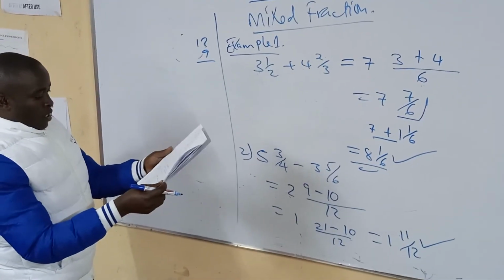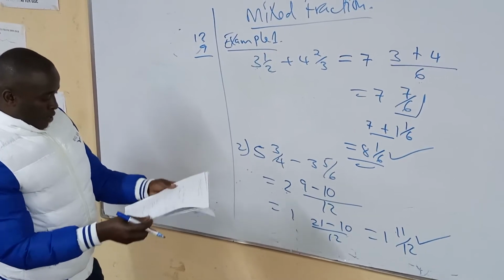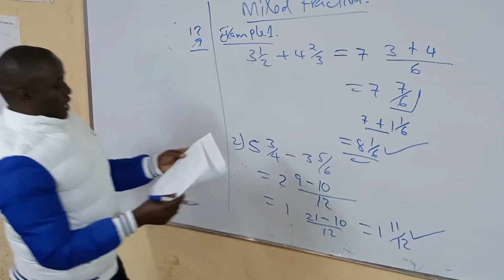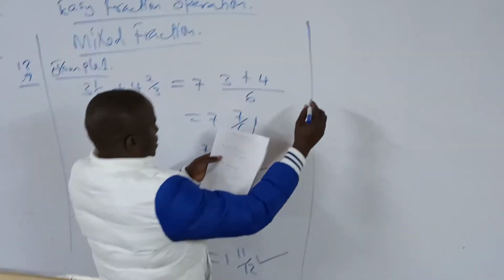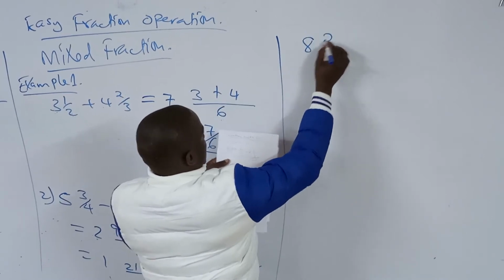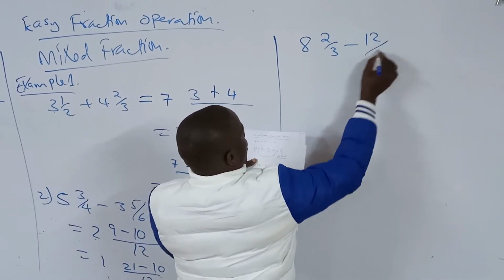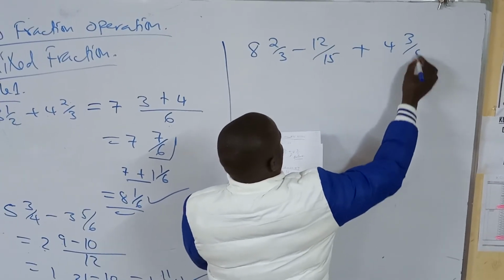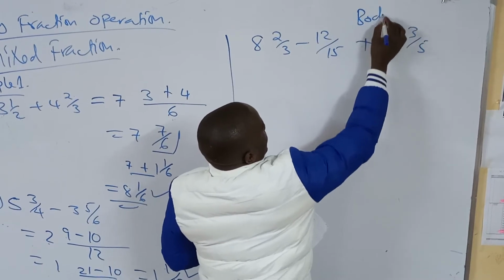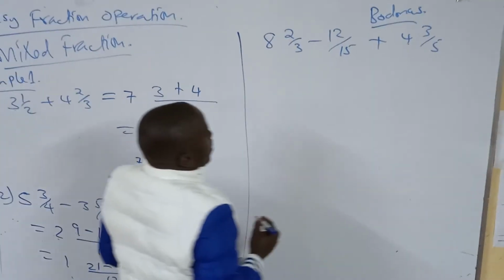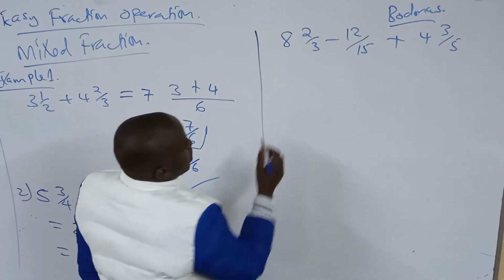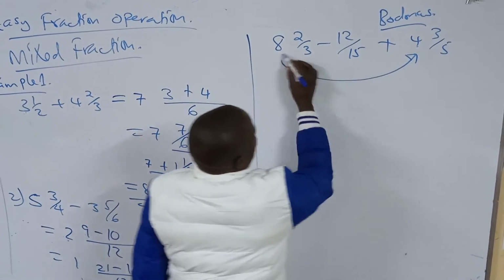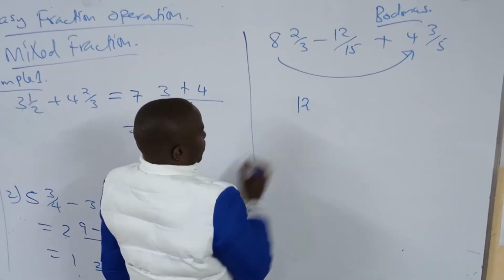Now, we do another example, example number 3. If we do 8 and 2 over 3 minus 12 over 15, then plus 4 and 3 over 5. Here you can employ what you call BODMAS: brackets, division, multiplication, addition. So we start with addition. We can deal with the ones that have whole numbers, so we have this and this. If we add the 2, 8 plus 4, we get 12.